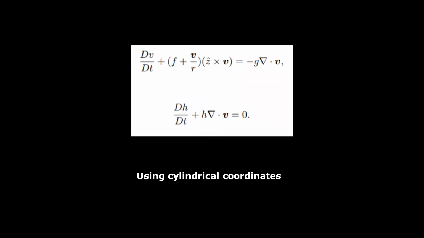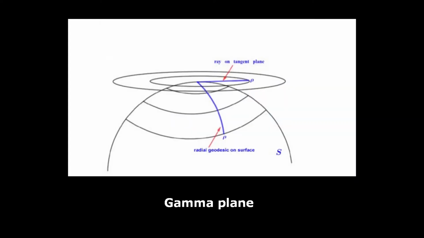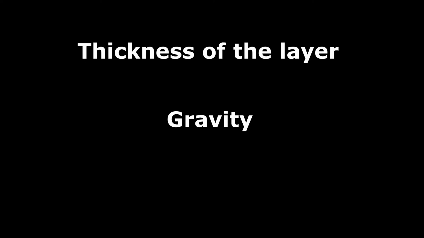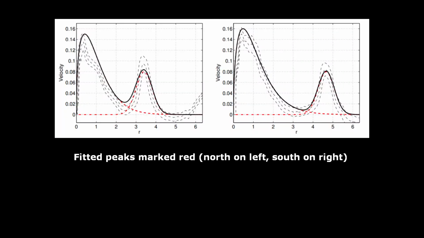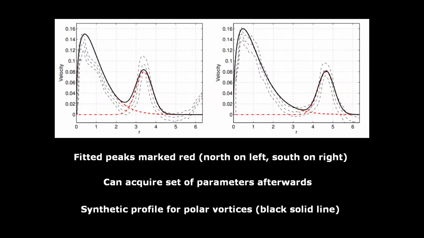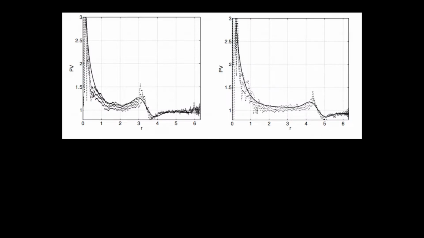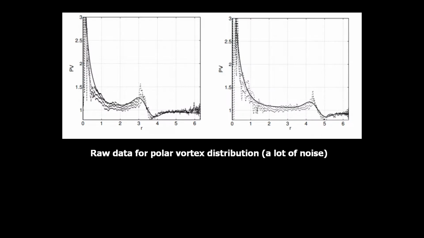By using cylindrical coordinates and a gamma plane on the rotating shallow water equations, we can acquire a set of variables such as the thickness of the layer, gravity, and a Coriolis parameter. The solutions for vortices can give us the zonal velocity of the wind. Then we can fit peaks and acquire a set of parameters which are then used to create a more synthetic profile for polar vortices. This is more useful since it removes the noise which comes from the polar vortex distribution and enables a straightforward analysis of possible instability.